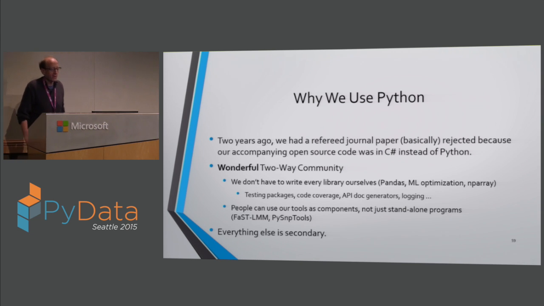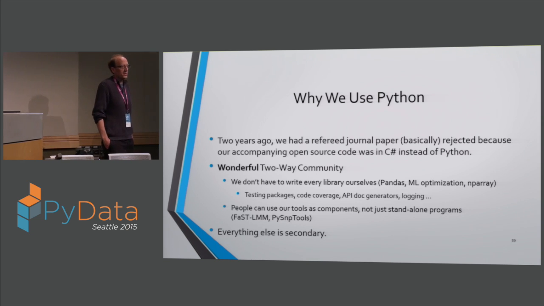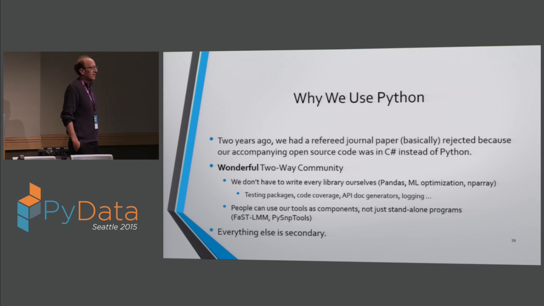So 2 years ago, we had a refereed journal paper basically rejected because we gave our algorithm free, open source, but it was in C# instead of Python. And the referee just didn't want to find a Windows machine to run it on. Now, if we'd really wanted to, we probably could have gone back to the editor and said that's unfair. But sometimes when somebody tells you something unfairly, you should listen to them anyway.